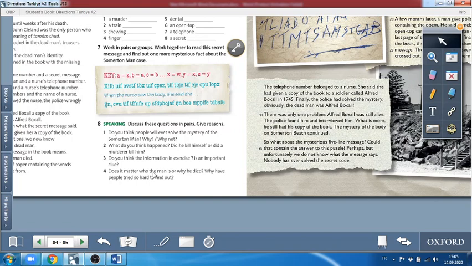And the last question, does it matter who the man is or why he died? Why have people tried so hard to find out? Yes, does it matter? What do you think? For me, of course it matters. There was a person and he died in an unknown way. And full of mysteries in his pockets, in his suitcase. And why have people tried so hard to find out? Because he's a man. Once upon a time, he was a living creature. And what caused him to die? It is the police's job, huh? Also, there are mysterious things in it, so it makes the case more appealing, I think.